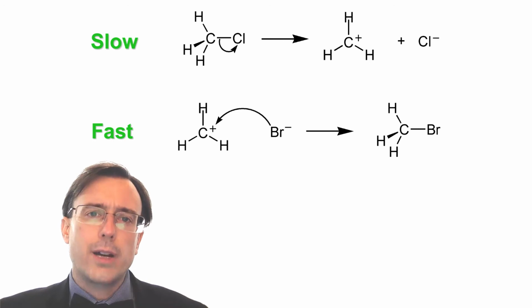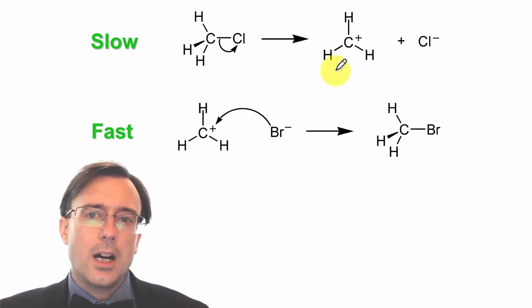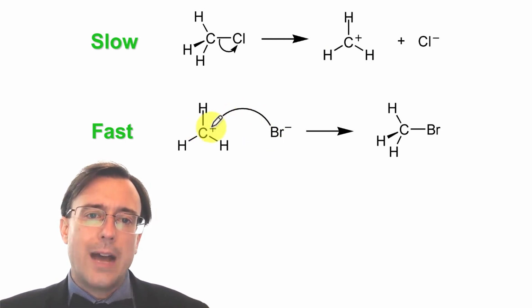In general, breaking bonds is a lot more difficult than forming new bonds. In this first step, we're breaking the bond between carbon and chlorine, and we're forming a fairly unstable, non-octet, positively charged carbon right here. In the second step, we are forming a bond, and we're taking this unstable species and making something much more stable. And so in general, bond breaking is going to be much slower than bond forming.